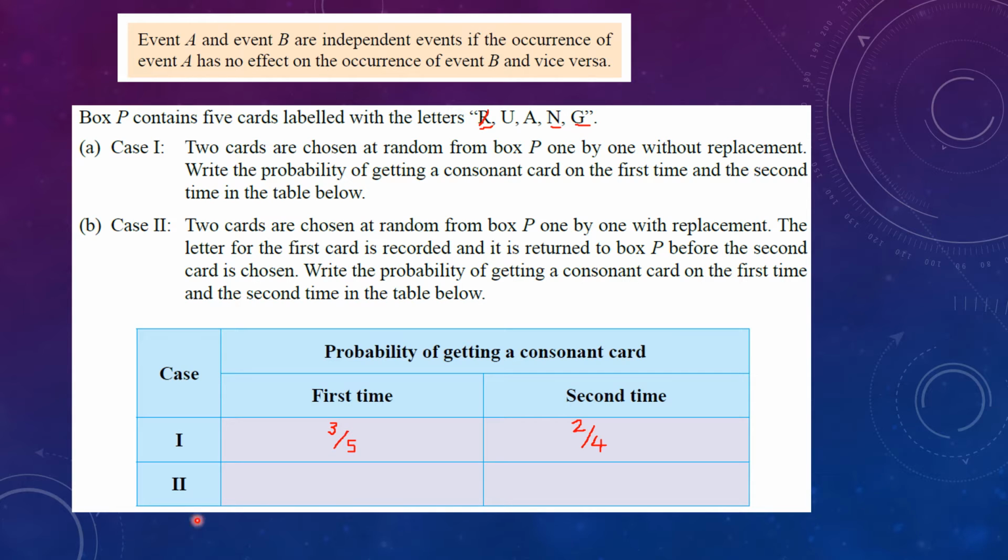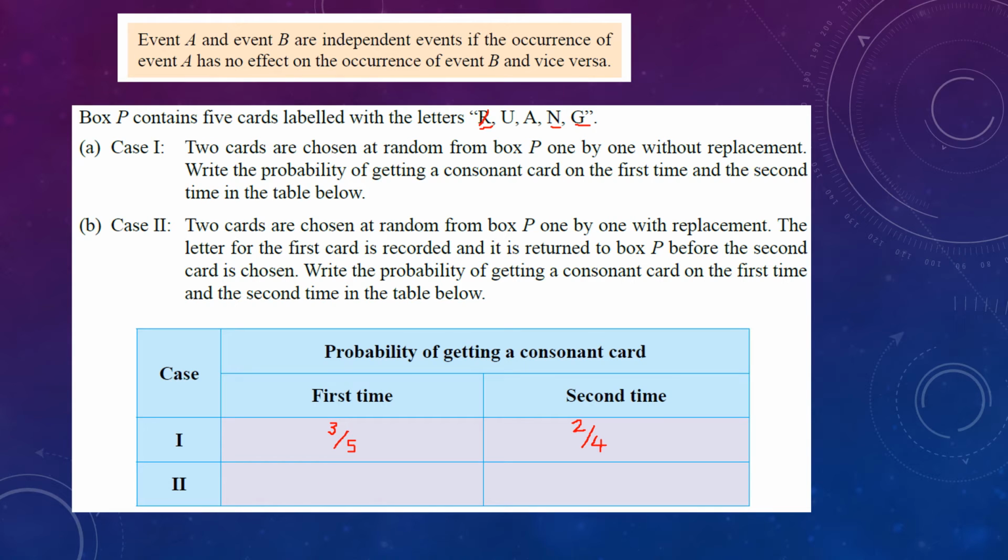So now we look at case 2. 2 cards are chosen at random from box P, one by one with replacement. Replacement means that when you choose a letter, you can put it back. For example, if you choose R, you can put back R. So the letter for the first card is recorded and it is returned to the box before the second card is chosen.